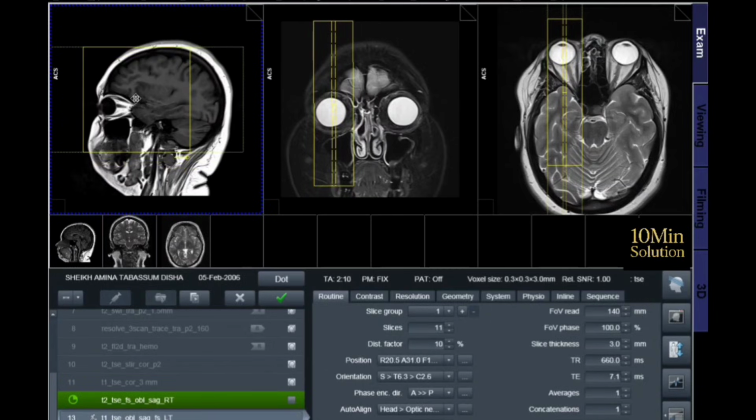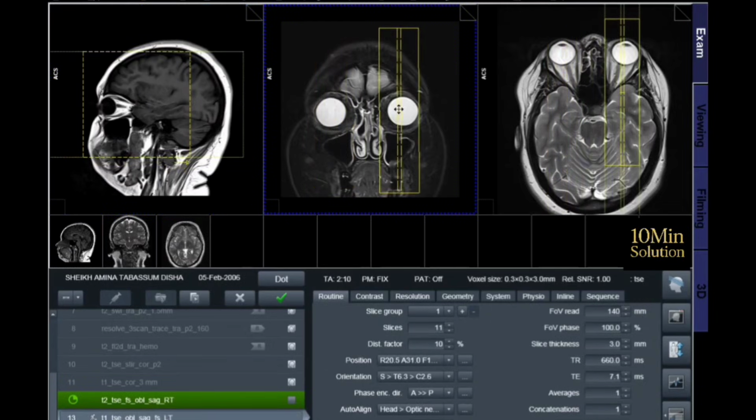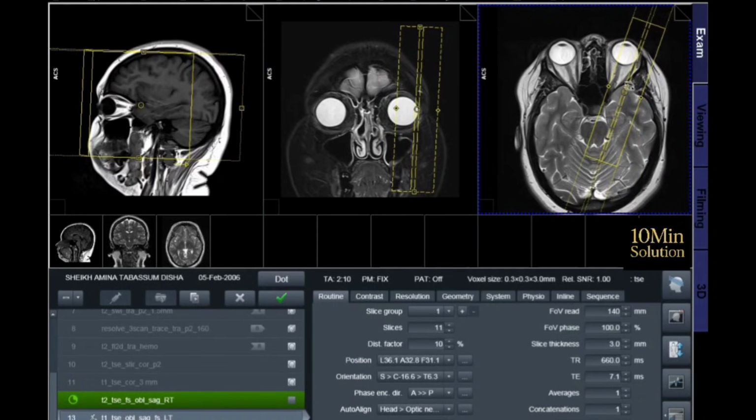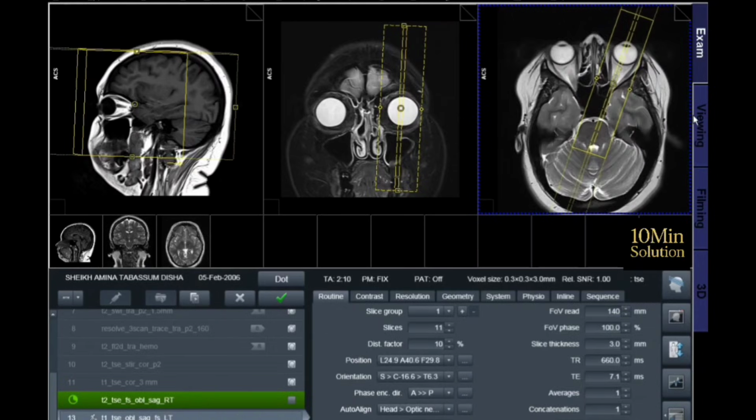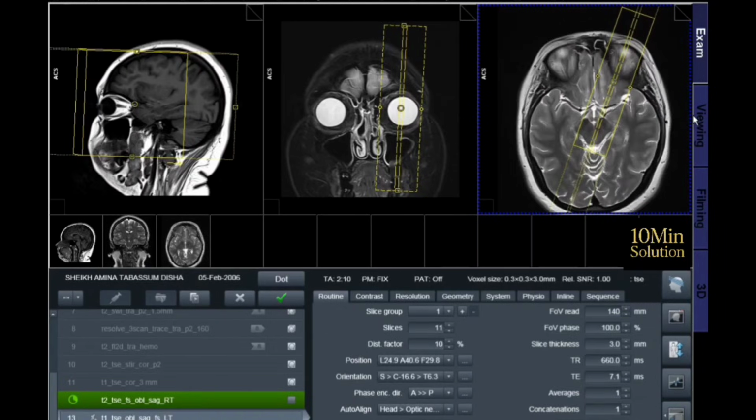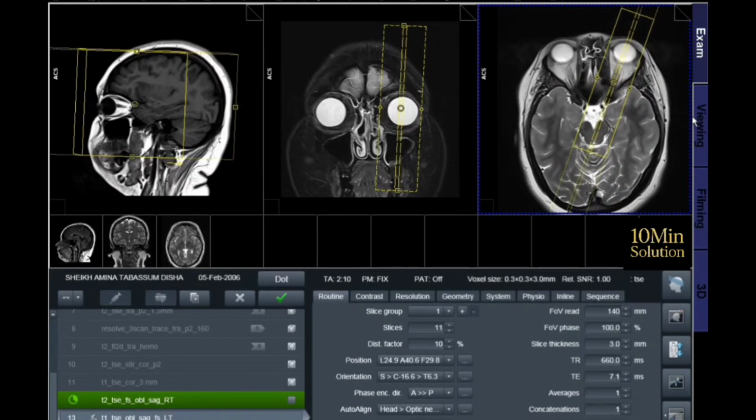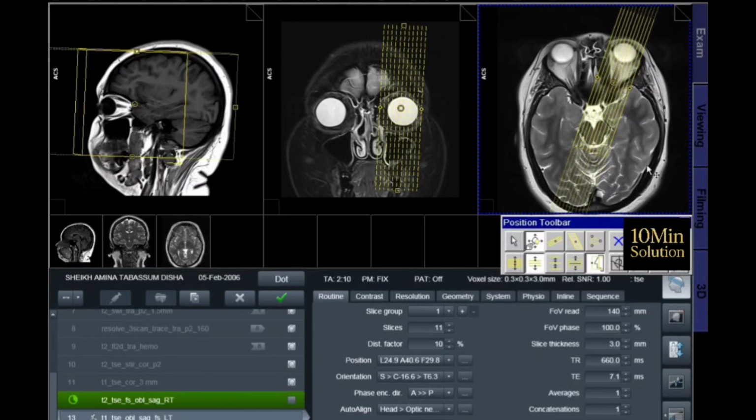During orbit MRI, fat suppression techniques should always be applied to improve lesion conspicuity and to better differentiate the optic nerve from surrounding fat. Common mistakes in orbit MRI include patient motion, incorrect slice angulation, and excessive slice thickness.